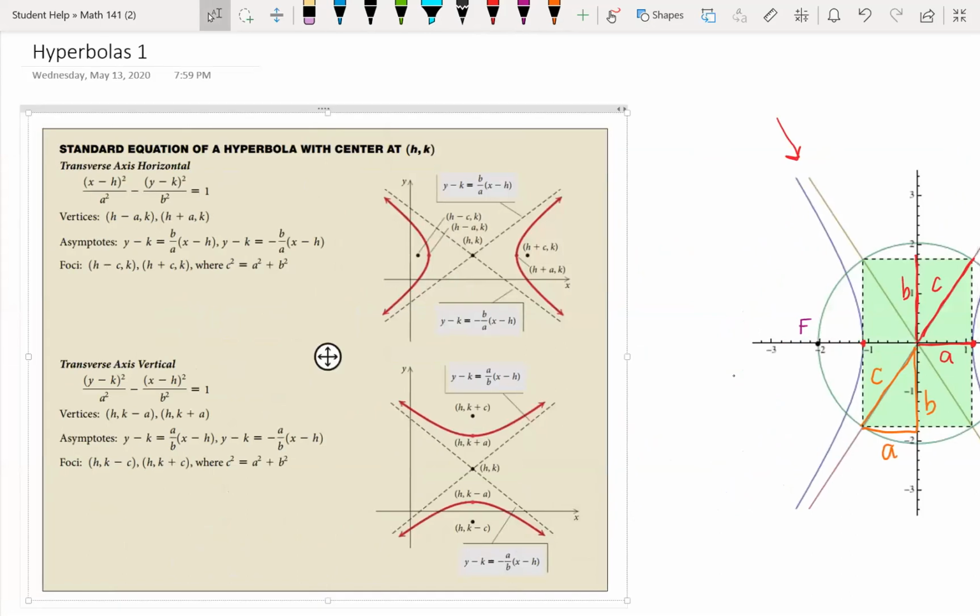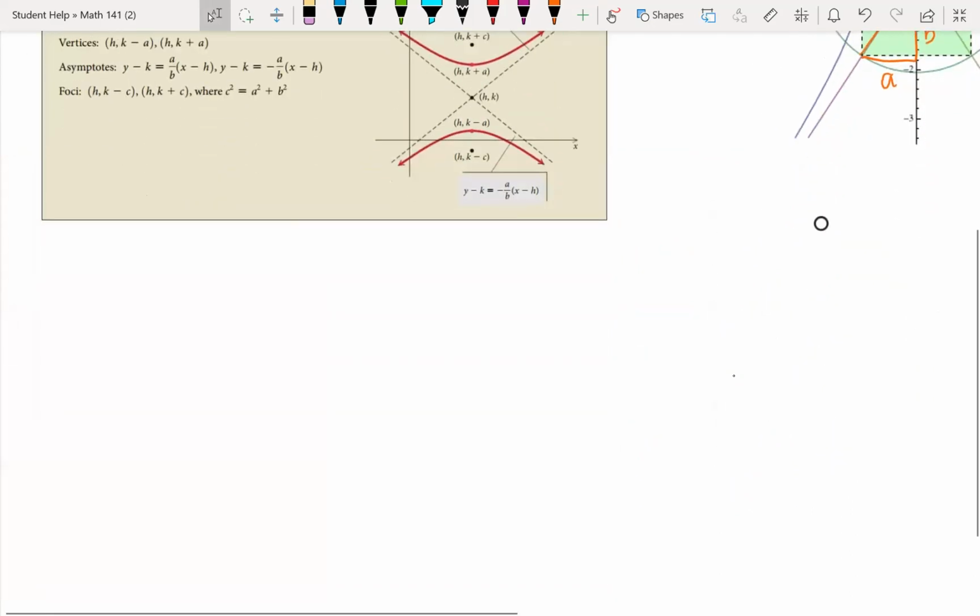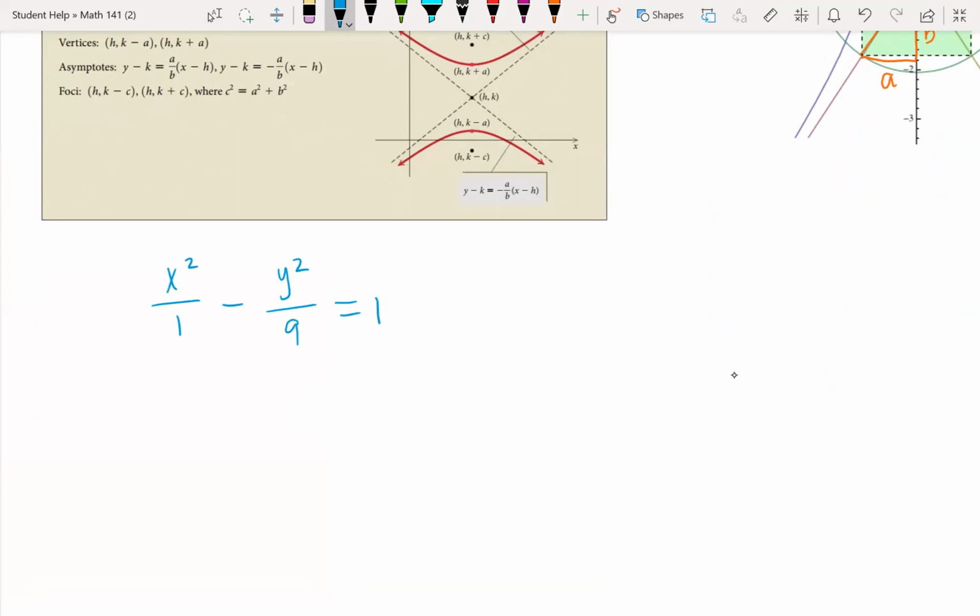All right, so let's do some example problems. Let's start with a simple one. Let's start with x squared over 1 minus y squared over 9 is equal to 1. Now, similar to the other conic sections that we've done, if we have the center not being at the origin, we will have a number being subtracted from x and from y. And in this case, we don't have anything. So we're going to say that the center of this hyperbola is going to be at 0, 0.